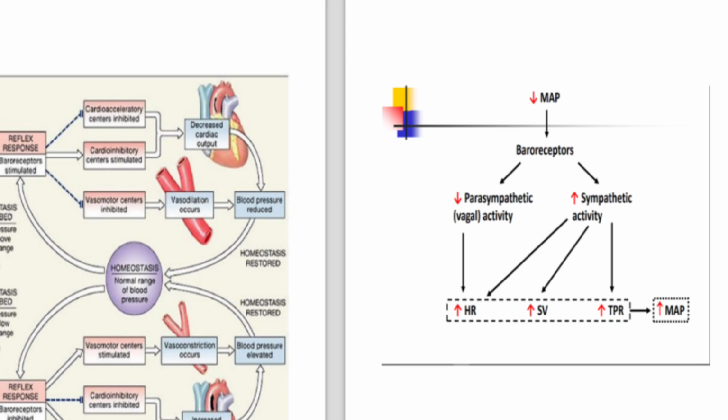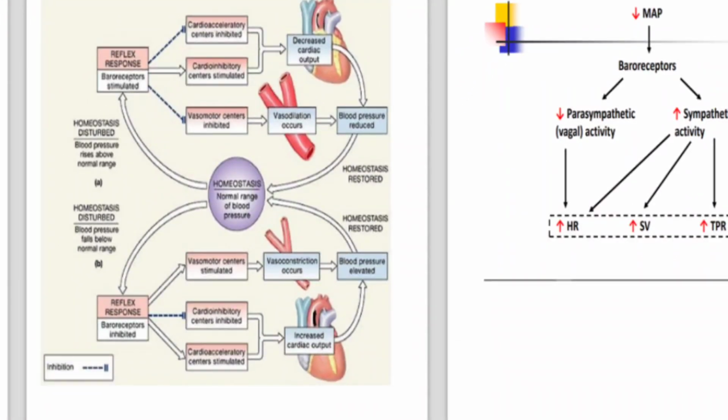So baroreceptors are not stretched, so they are not inhibiting the sympathetic activity. They are increasing the sympathetic activity and decreasing the vagal activity. So when the sympathetic activity is increased, there will be vasoconstriction, which will increase the peripheral resistance and will try to restore the blood pressure, and there will also be catecholamine release and other effects. The cardiopulmonary inhibitory centers will also be inhibited. So the parasympathetic vagal activity will be inhibited.